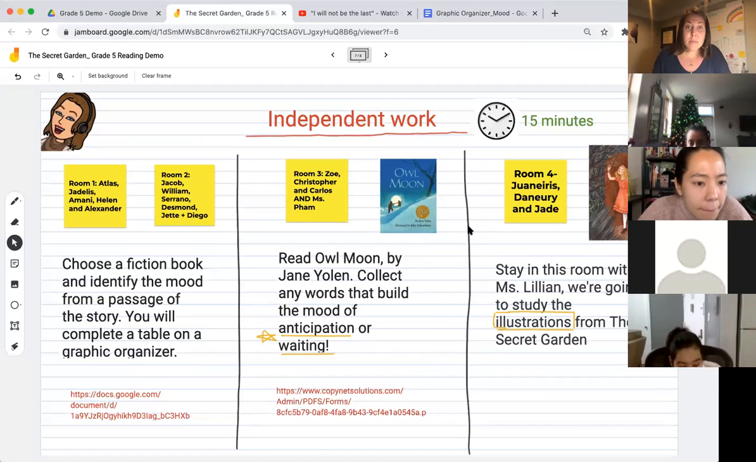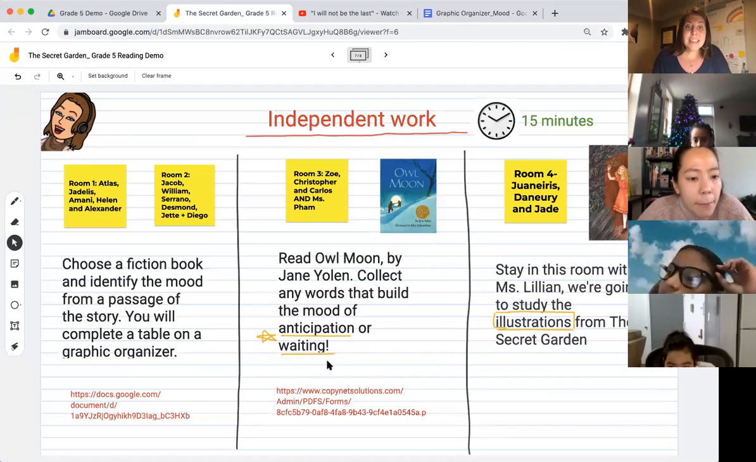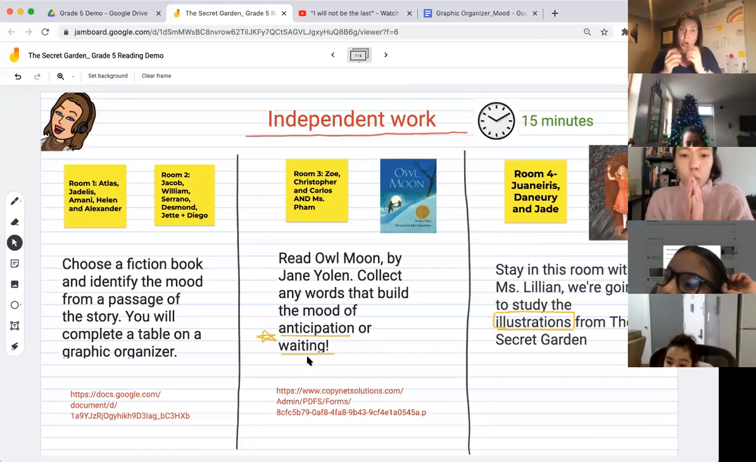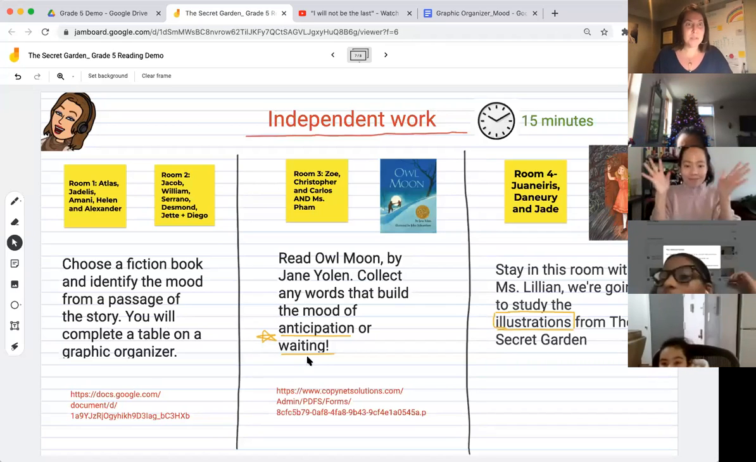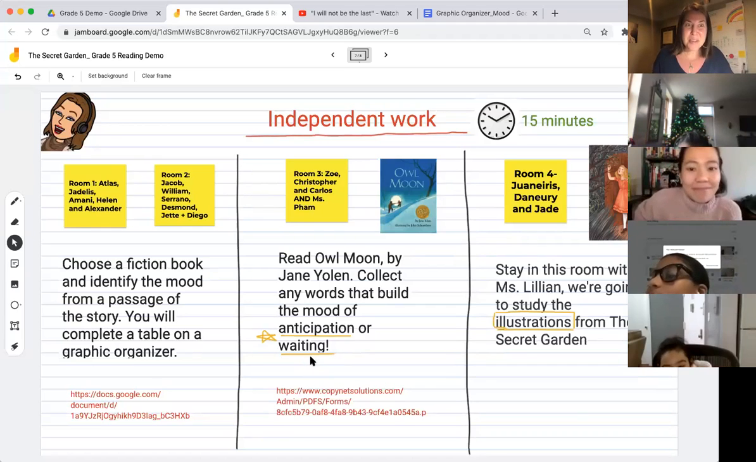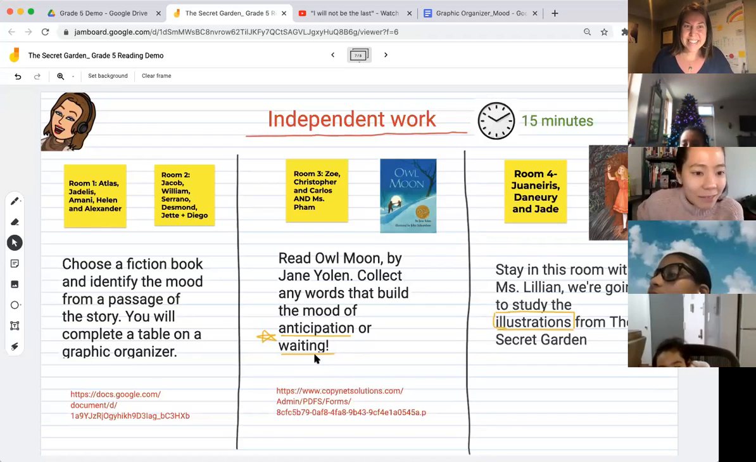And you guys are going to be identifying anticipation or waiting. So you're going to find some of the words that build anticipation in Owl Moon. Oh my gosh, I really hope you enjoy it. And it's the perfect season to read Owl Moon too. Miss Pham, you're familiar with the text? I love this story. I'm so excited.